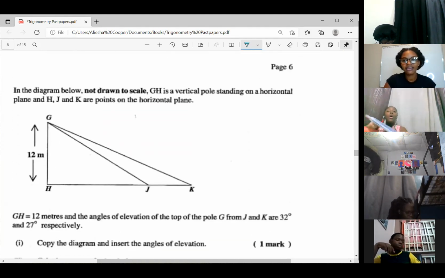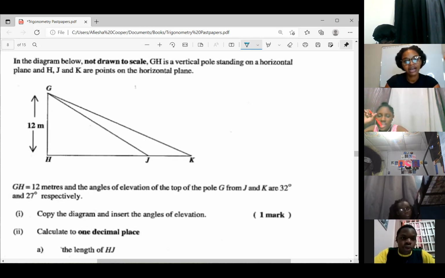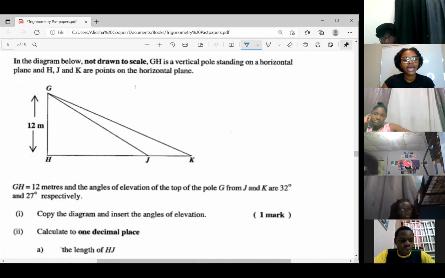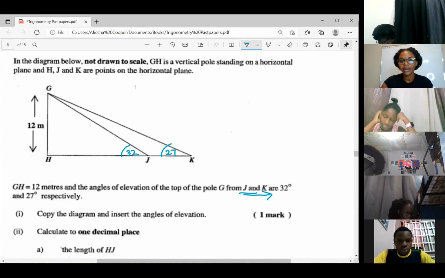All right, let's go to here. Another elevation question. GH is 12 meters, and the angles of elevation from the top of the pole G, to J and K, are 32 and 27 respectively. Copy the diagram and insert. The angles of elevation from the top of the pole will be here and here. When they say respectively, it goes in order, J, then K. So 32 and 27.